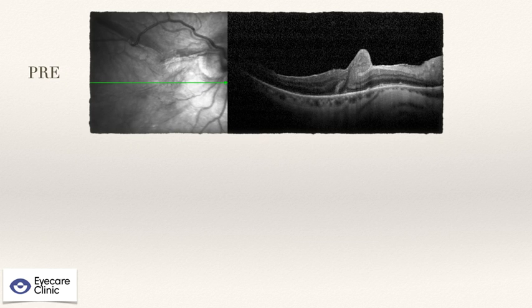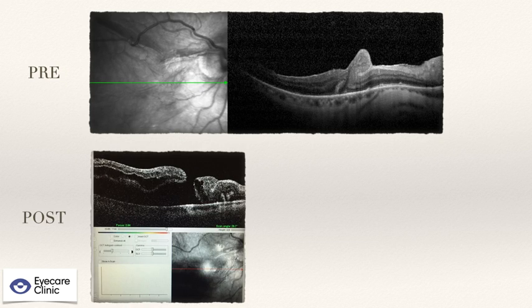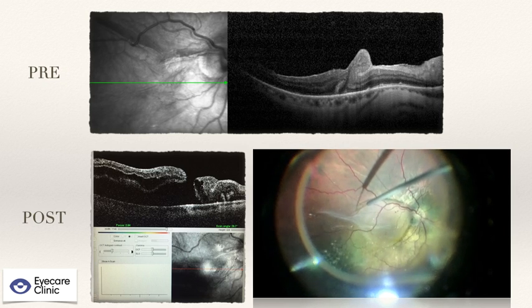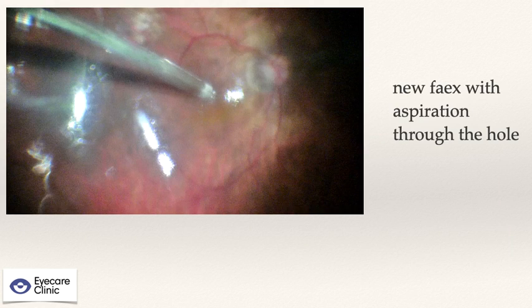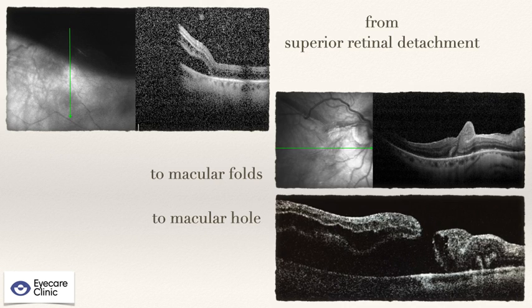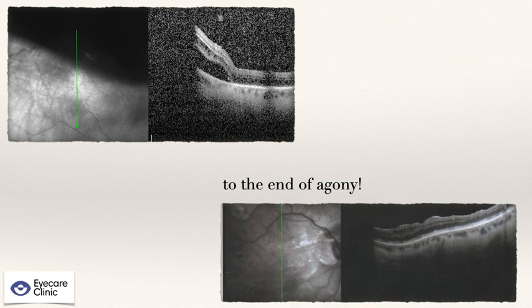But what happened in this case? A macular hole occurred, likely when detaching the macula and injecting subretinal fluid with a 41 gauge needle. The ILM had already been removed. This is an old case, and the ILM flap was not a common practice, so I am aspirating the fluid through the hole and finishing with a new fluid air exchange. So in summary, this case started as a retinal detachment and became a macular fold case, and then a macular hole, and then the end of agony.